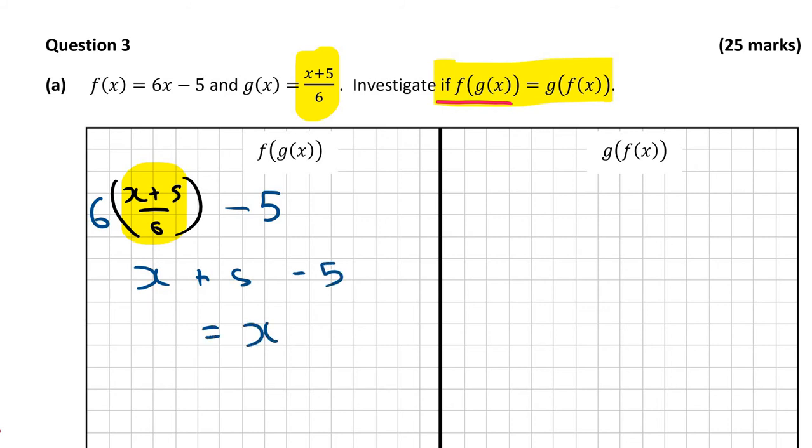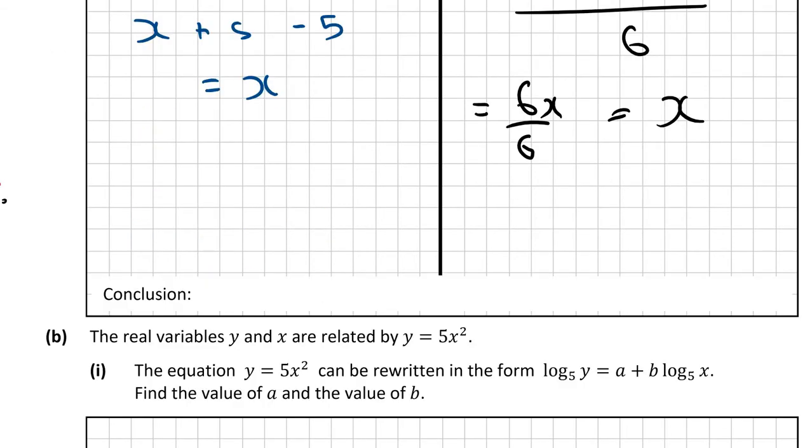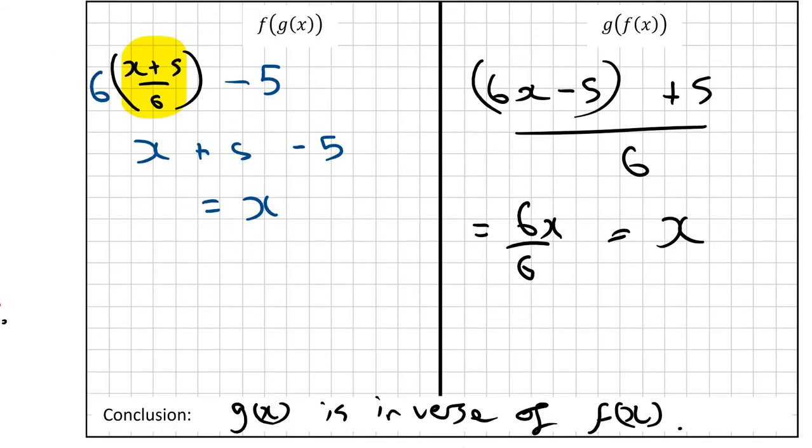So now if I do the reverse, I've got g of x, which is x plus 5. Now instead of having my x, I'm going to replace that with 6x minus 5, plus 5 all over 6. Well, that's just 6x minus 5 plus 5, which is 0, 6x over 6, which is equal to x. So yes, they are equal to each other. That means that g of x is just the inverse of f of x. For a function to have an inverse, it must be injective.